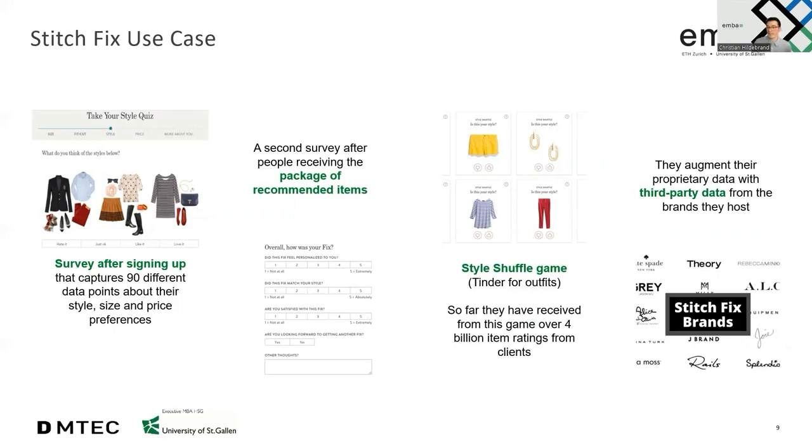And they also augment the card data that they generate internally with additional third-party data from the brands they're working with, because they want to understand also from the data from the brands that they're selling, what are the items that work well? Where is the current trend shifting toward?